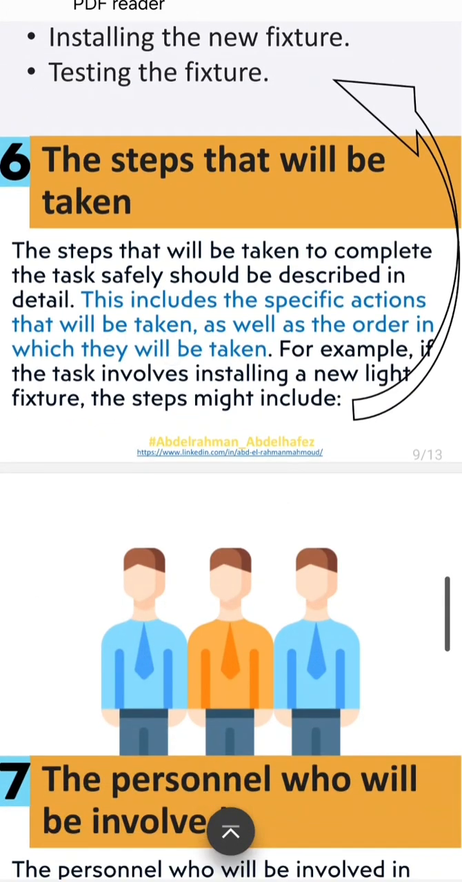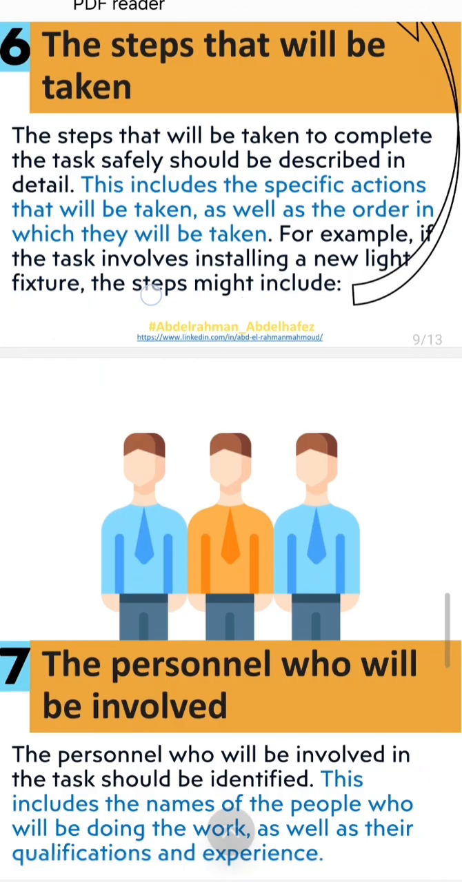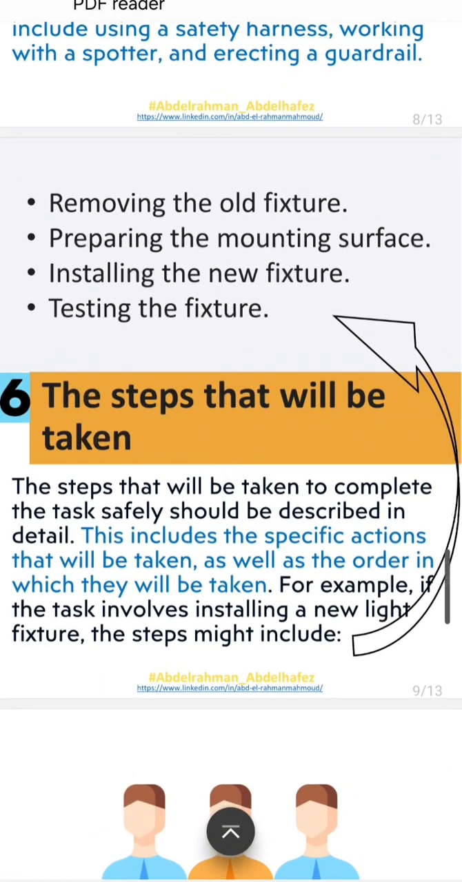And the next one is the steps that will be taken. The steps that will be taken to complete the task safely should be described in detail. This includes the specific actions that will be taken as well as the order in which they will be taken. For example, if the task involves installing a new light fixture, the steps might include these points: removing the old fixture, preparing the mounting surface, installing the new fixture, and testing the fixture.